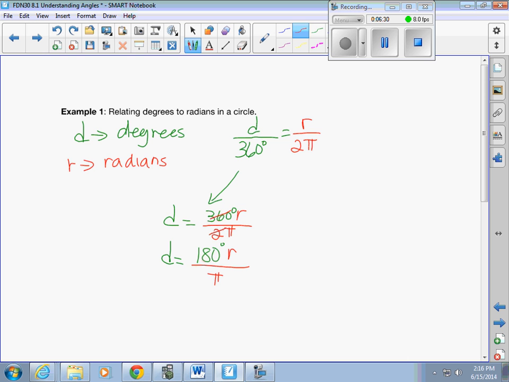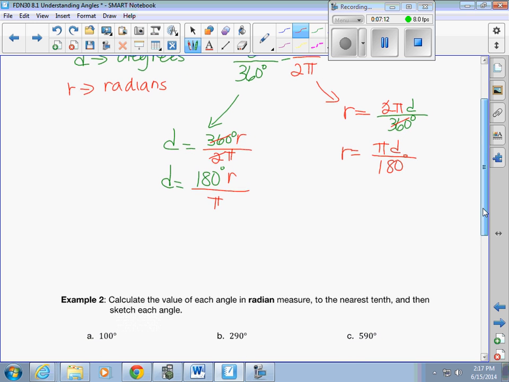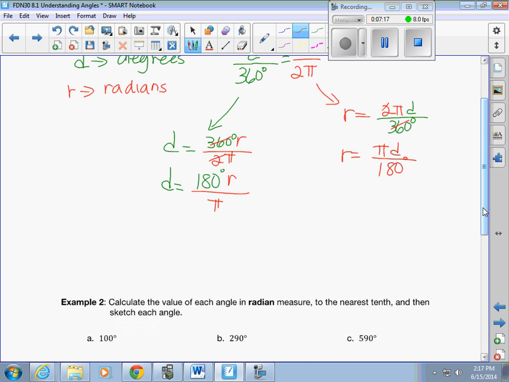So radians, on the other hand, if I do the same thing, do my cross multiply, I would have r is equal to 2 pi times d over 360 degrees. So that means r is equal to, because my 2 and my 360 will cancel, pi d over 180 degrees. So basically what we're saying here then is 180 degrees is equal to pi radians. We know 180 degrees is equal to pi radians.